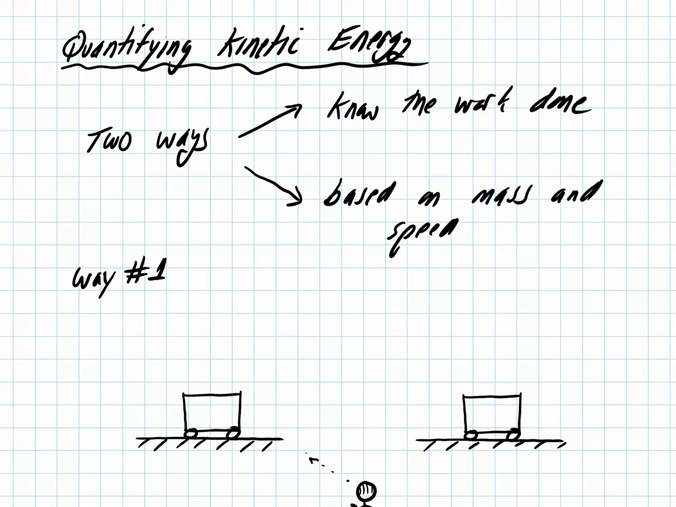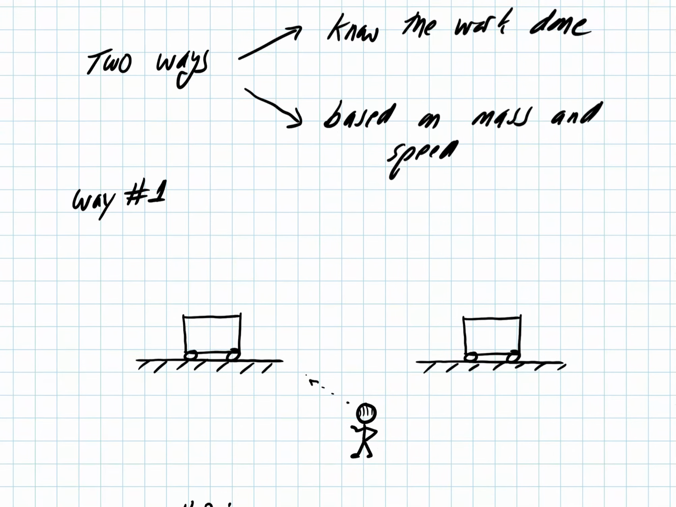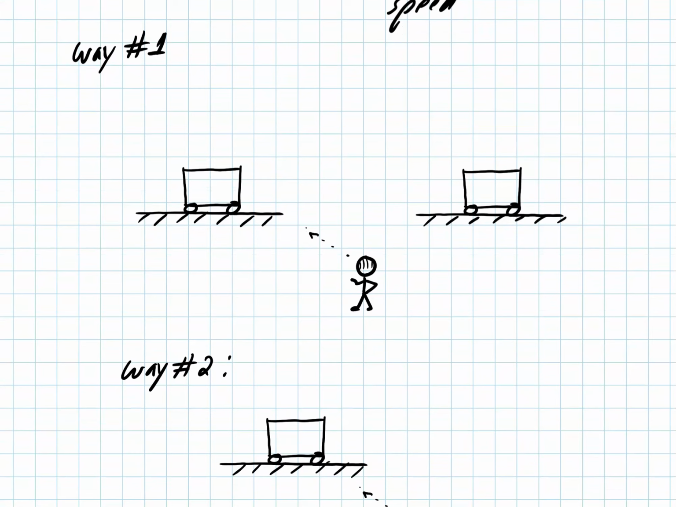Those are the two ways we can quantify the kinetic energy of an object. Let's look at way number one. All right, so what we have here is this is you, and you're looking at this cart. You have no idea what the mass is, but you see that it's not moving.